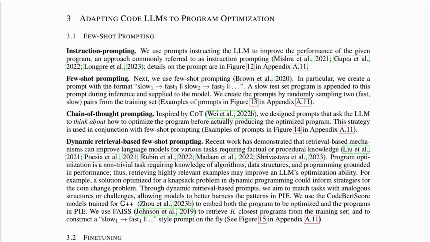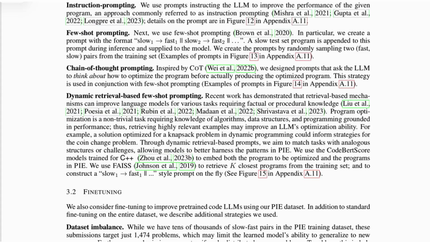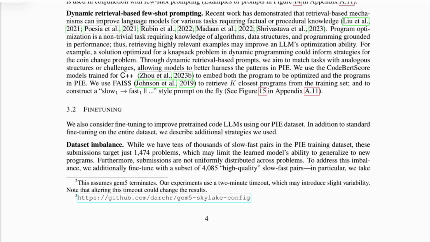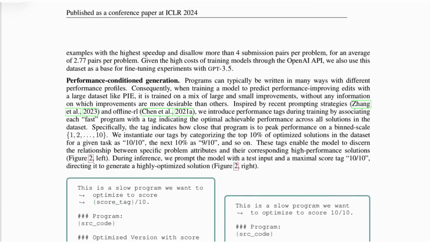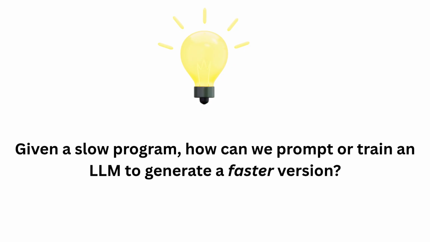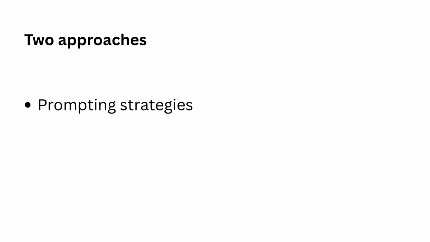Now, let's move to the third section of the paper. This section explains the different approaches the authors use to improve code LLMs for program optimization. The main idea is, how can we prompt or train an LLM to generate a faster version of a slow program? The authors experimented with several prompting strategies, and they also explored fine-tuning to further improve performance.